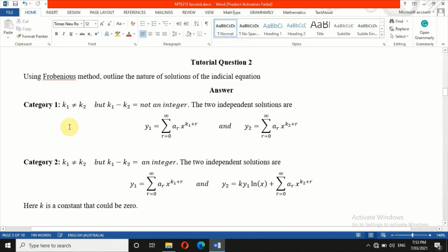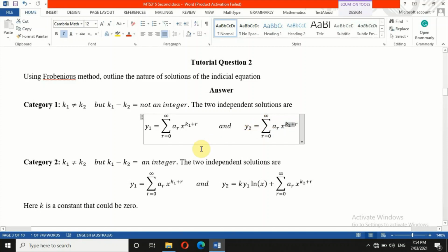Now, there are 3 things involved. Number 1, if the roots of the indicial equation are not equal, and the difference between them is not an integer. Let me give you an example. If k1 is 0 and k2 is 1 over 2, the difference is half. If that is the case, then the 2 independent solutions are: we have y1 equals summation r from 0 to infinity of a_r x raised to k1 plus r. You put k1 here for the first one, and for the second one, you have k2.